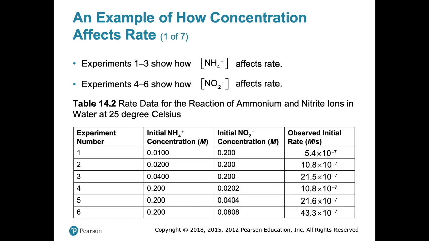And I want you to see what's going on here. When I double the concentration of ammonia and not the nitrite, the rate actually doubles. I start out with around 5, I get to around 10, and I get to around 20. The rate doubles. But then when I change over to where I'm keeping ammonia the same and doubling the concentration of nitrite, the same thing happens again. The rate starts out at around 10, doubles to around 20, and then doubles again to 40. So whether I double the concentration of nitrite or double the concentration of ammonia, the rate doubles.